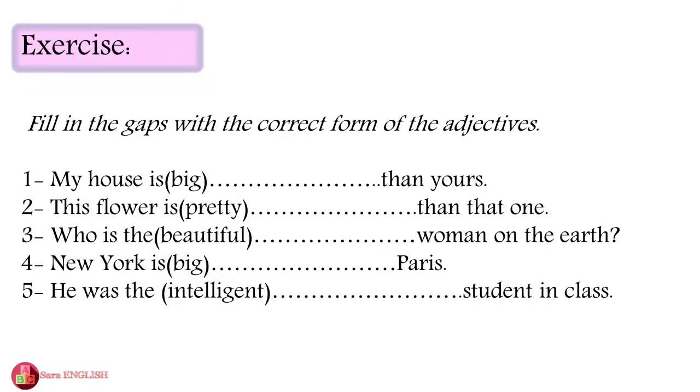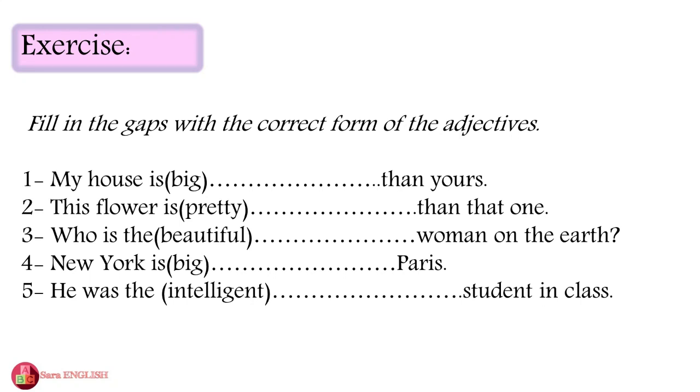Let's see a quick exercise. Fill in the gaps with the correct form of the adjectives. Number 1, my house is big than yours. Number 2, this flower is pretty than that one. 3, who is the beautiful woman on earth? 4, New York is big Paris. 5, he was the intelligent student in class.